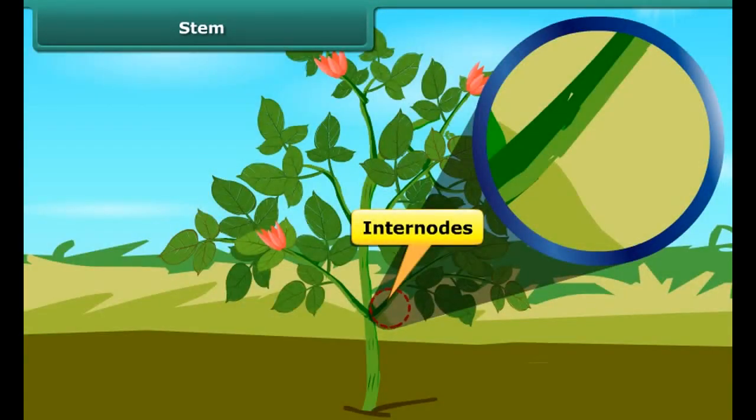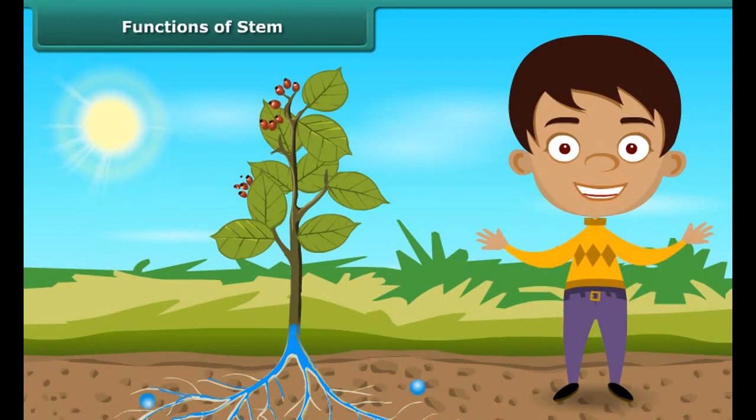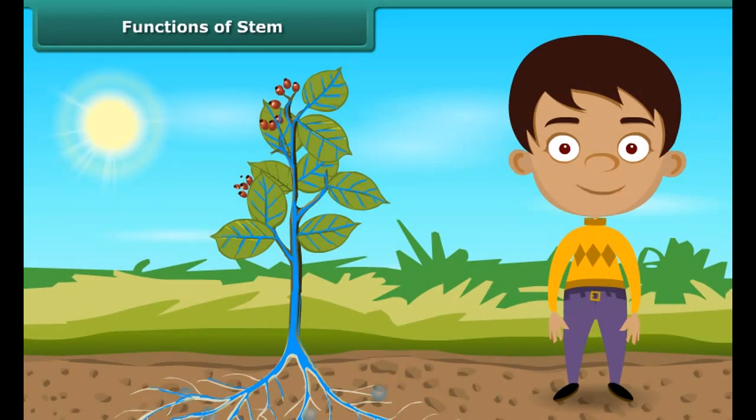Internodes, on the other hand, are the stretches between two nodes. Roots, as you learned, absorb water and minerals from the soil. How does the water and minerals absorbed by the roots reach the rest of the plant body? Yes, through the stem. The stem conducts them to the leaves and other parts of the plant. It also supports the plant, enabling it to stand erect. Besides, it exposes its leaves to the sunlight.